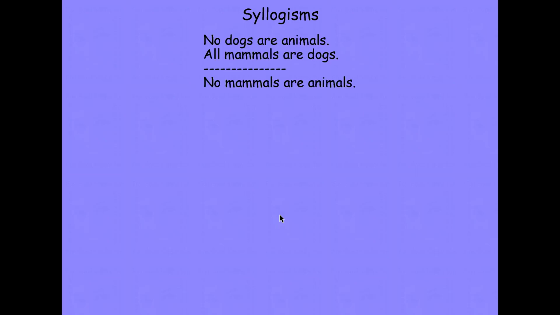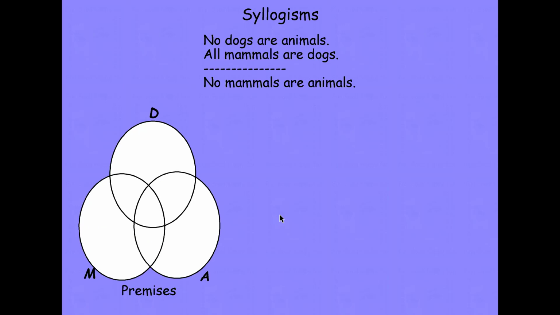So now I've got an argument: no dogs are animals, all mammals are dogs, no mammals are animals. Again, I'll draw a premise diagram and a conclusion diagram, labeling them completely. Each diagram is going to have 3 circles because it's a syllogism.